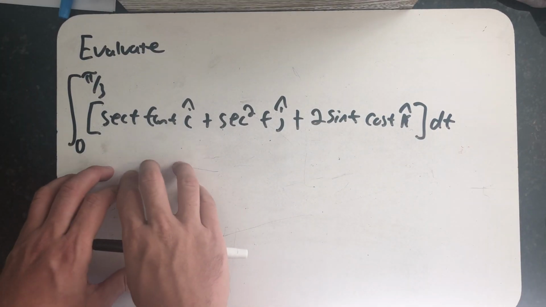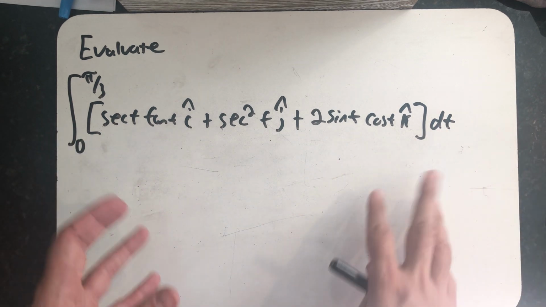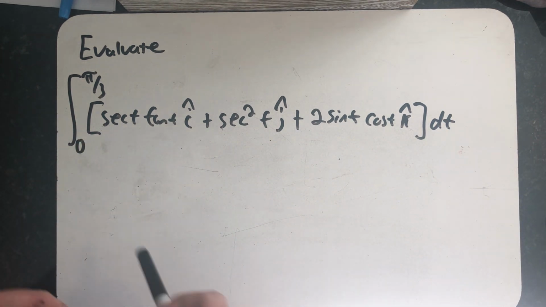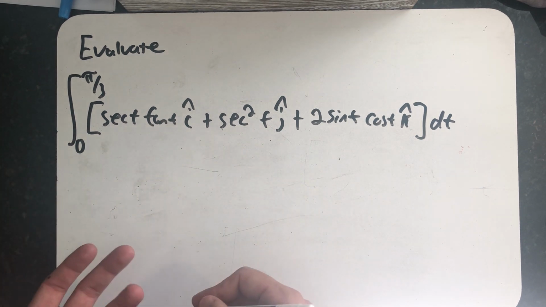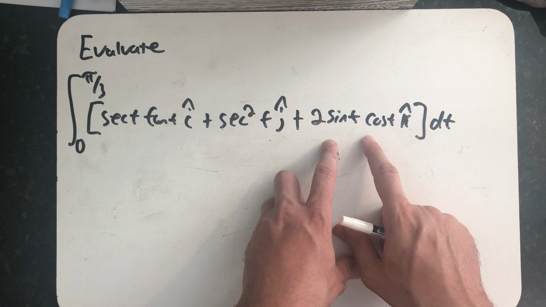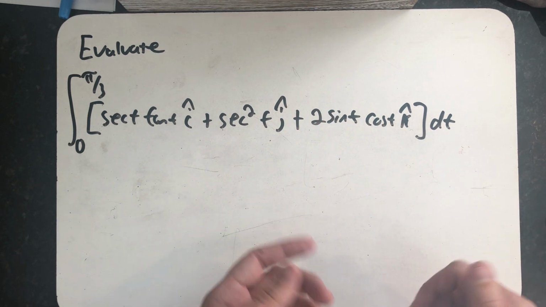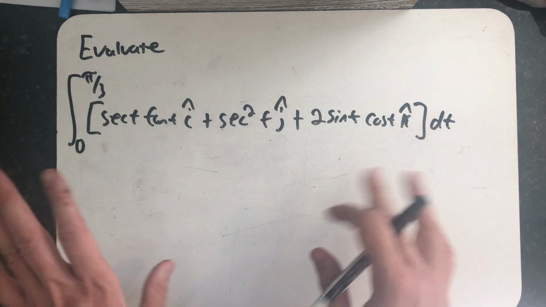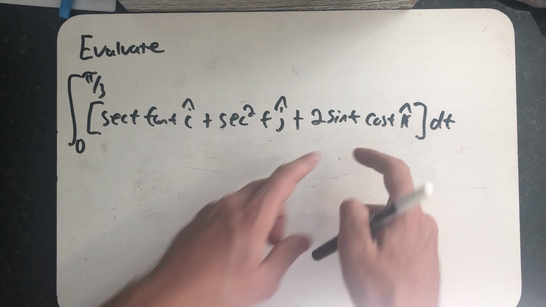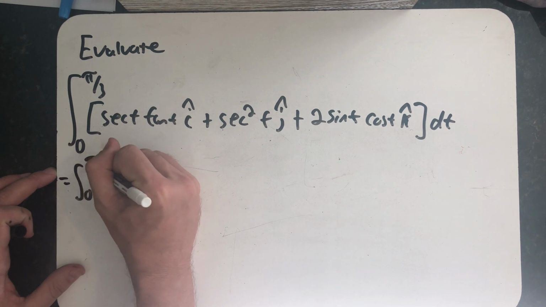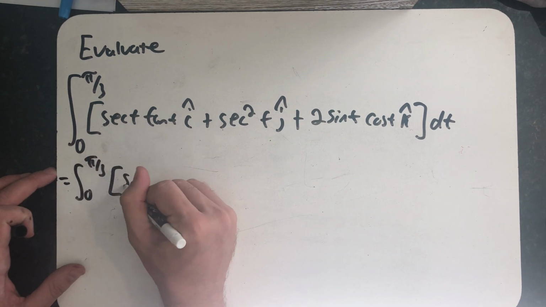We've been asked to evaluate this vector function's definite integral. So the definite integral from 0 to pi thirds of secant tangent in the i component plus secant squared t in the j component, and then 2 sine t cosine t in the k component. Well, I recognize easily antiderivatives for the first two. This last one, the k component, well, let's just do a little simplification before we get started.